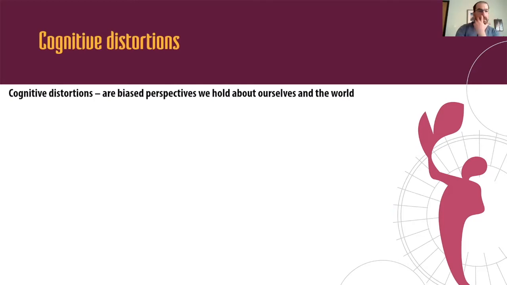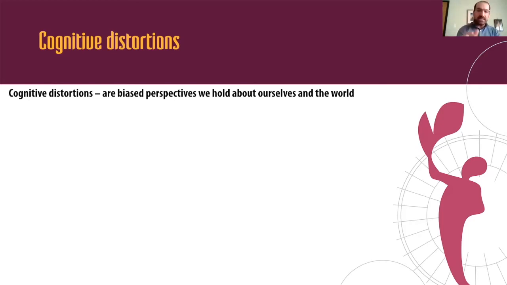So I want to introduce now the concept of cognitive distortions, because when we talk about negative self-talk or inner critic, it's usually important to identify that somewhere we might want to be aware that there might be a cognitive distortion. What I mean by cognitive distortion is that it's a biased perspective that we are holding about reality, about ourselves, about others, and so forth and so on.